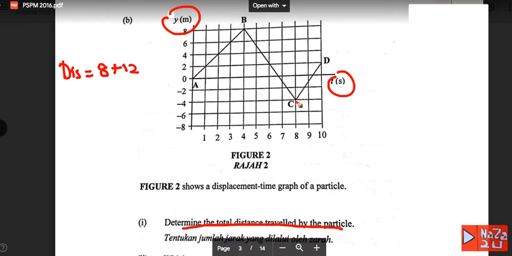And the next, from C to D here, the distance is, sorry, this is C here, so we have 4 and this is 2. So from C to D we have 4 and 2, so this is plus 6. So here we have 8, 12, 20, 26 meters. This is number 1.